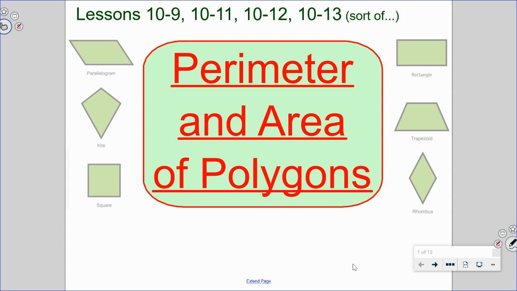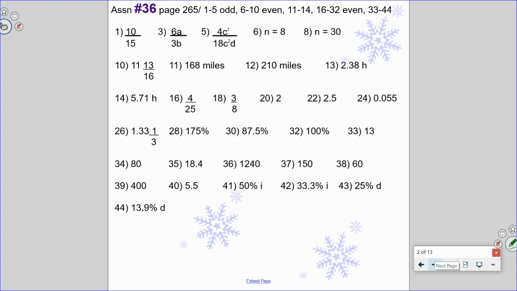Mr. Cowan here to help you with the beginnings of geometry and measurement. So, kind of in the textbook, kind of not. We're going to combine several things and talk perimeter and area. If you had this assignment in the near past, go ahead and check it. Otherwise, let's carry on.